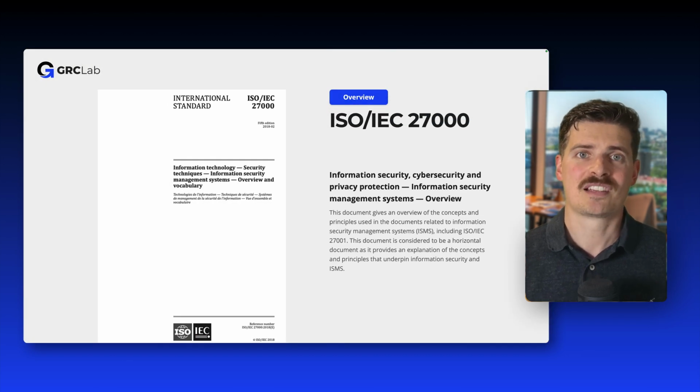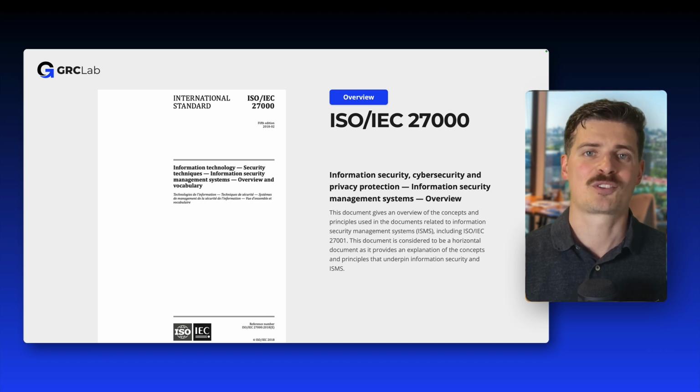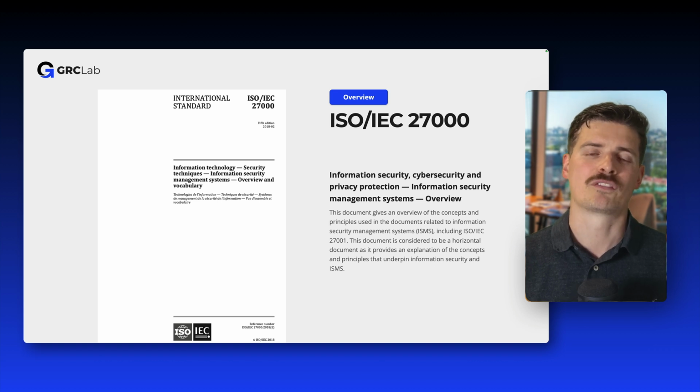Now, ISO 27000 is basically the root standard in the ISO 27000 series. It provides an overview of the concepts and principles that underpin information security management. And it serves as, let's say, the entry point for the entire family. Now, it's worth knowing that ISO 27000 has recently been revised. The previous edition from 2018 also covered a vocabulary section with formal term definitions. The new 6th edition drops vocabulary from its title and scope. It's now a pure overview standard focused on the concepts and principles underpinning information security and information security management systems.